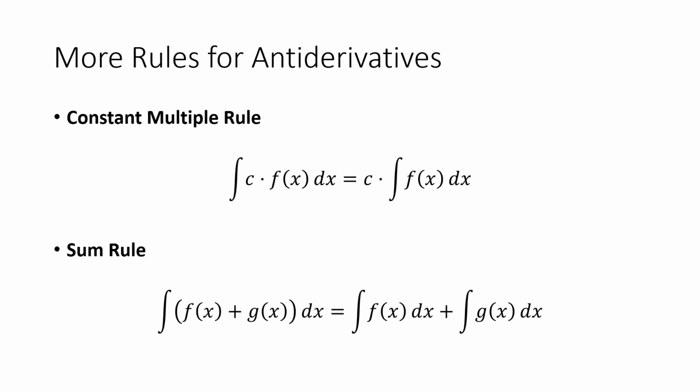What about some other rules? Again, these are going to follow from our derivative rules. We've got a constant multiple rule that works a lot like our constant multiple rule for derivatives, which is that if you have a constant times a function and you want to take the antiderivative, you can just have that constant times the antiderivative. And the sum rule, again, similar to the rule for derivatives: the antiderivative of a sum of two functions is the sum of the antiderivatives.